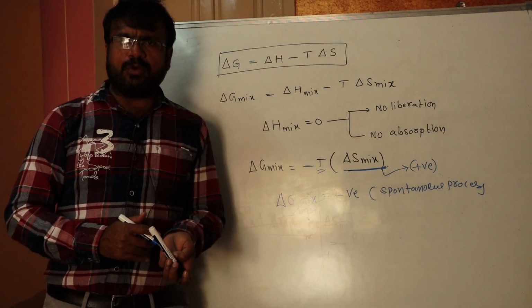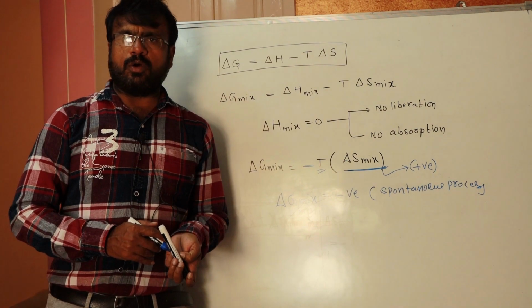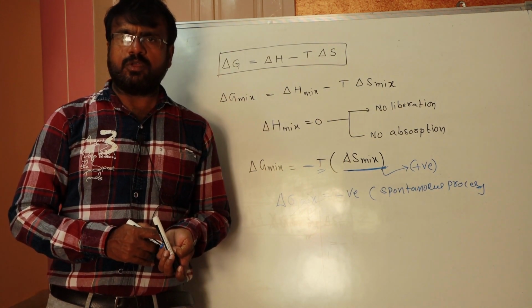In this video, I explained how in an ideal solution delta S is positive and delta G is negative.